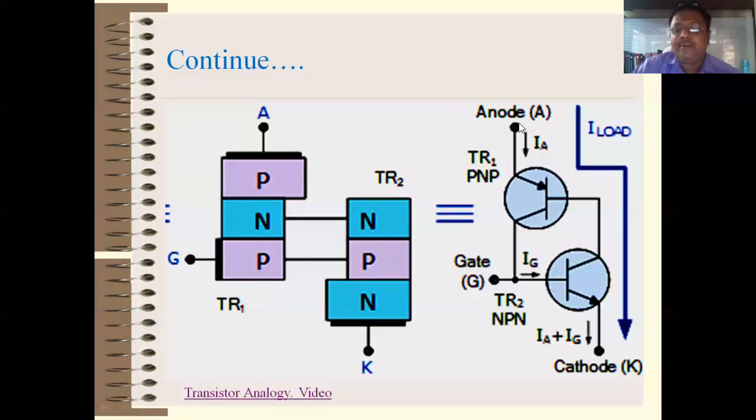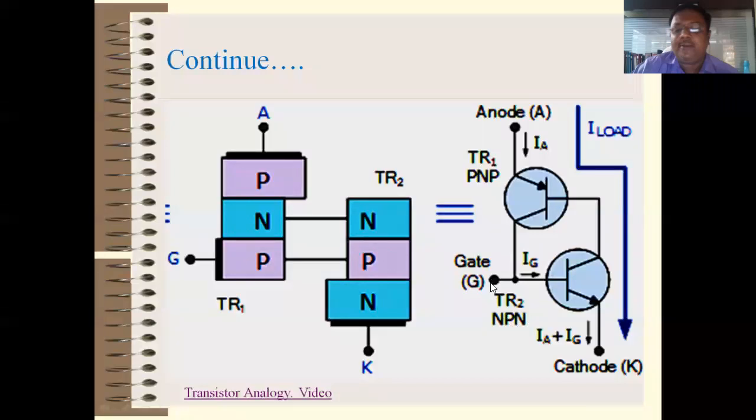So see, anode voltage is applied with respect to cathode, say 5 to 10 volt, any voltage, say assume 10 volt, right? And if you apply gate current IG, maybe something in milliampere, okay? This IG is applied to the base of transistor 2, that is the NPN transistor. Transistor TR1 and TR2 as shown here. TR1 is a PNP and TR2 is an NPN transistor.